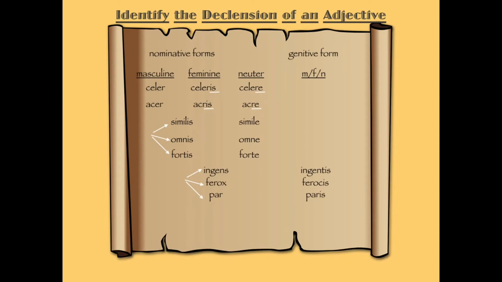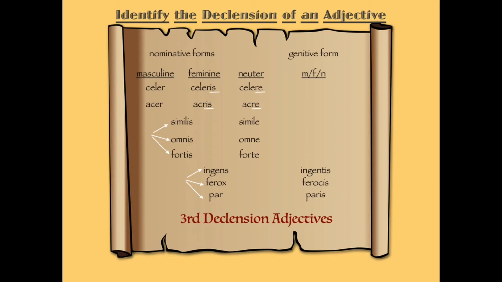Now let's take a look at the final three adjectives on the list: ingens, ferox, and par. We should notice that these three adjectives have only one nominative form listed for all three genders, and then they have a genitive form. The takeaway here is that there are only two forms, and because of that, it is a third declension adjective, just like everything else on the list.